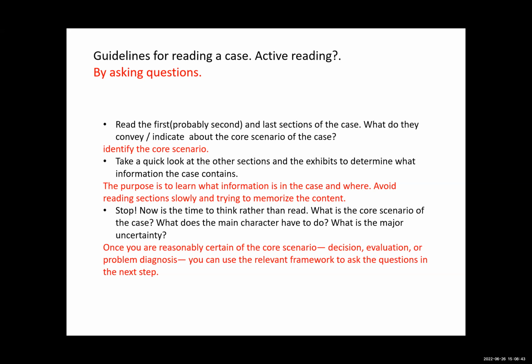So once you are reasonably certain about the core scenario, decision, evaluation, problem diagnosis, you can use a relevant framework. We are going to give you a framework, but you don't have to get tied to it. Even in organizations, process violations used to happen from my group. I'm famous for that. But a lot of process change requests also used to come from my group.